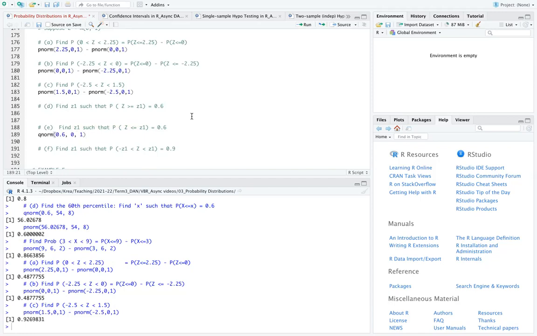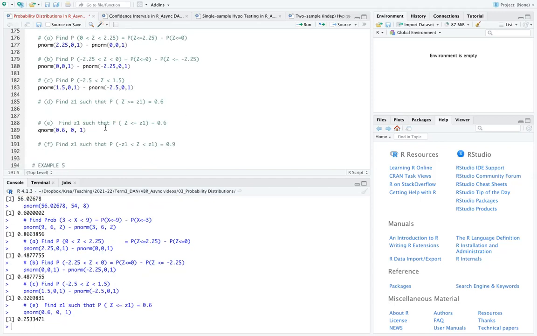So which point is this? Turns out this particular point is 0.2533. Now, keep this in mind, and then we'll now revisit question number D. Question number D is the opposite of question E. We want to find the point Z1 such that the area to the right of this point is 0.6. Now let's visualize this for just a second.